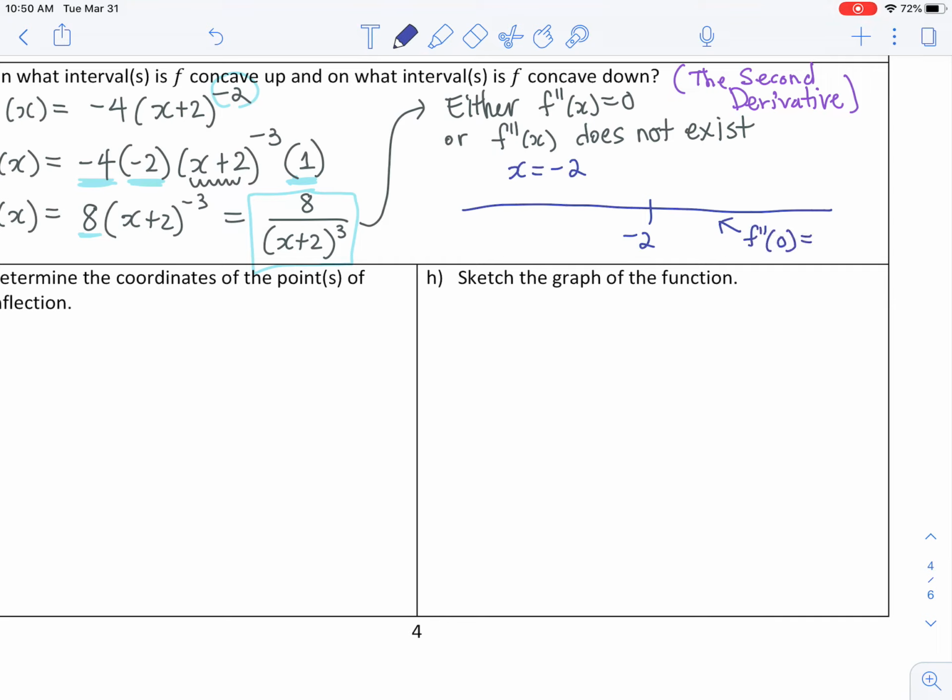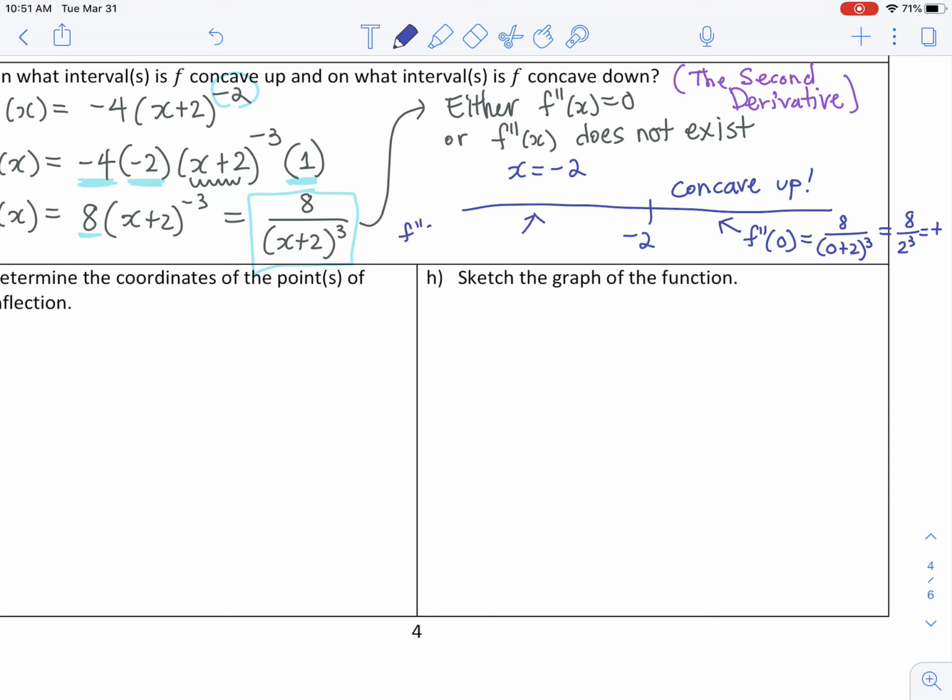To the right side, let's plug in 0 because 0 is greater than negative 2. Remember, we're plugging this into the second derivative to find concavity. If I plug 0 into the second derivative, I get 8 over 2 cubed. That's going to be positive. So to the right side of negative 2, this function is concave up.